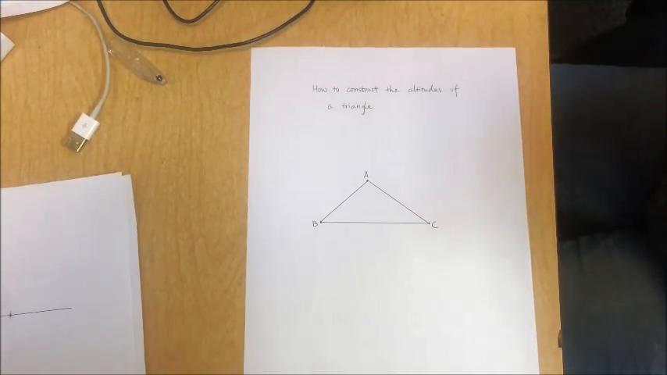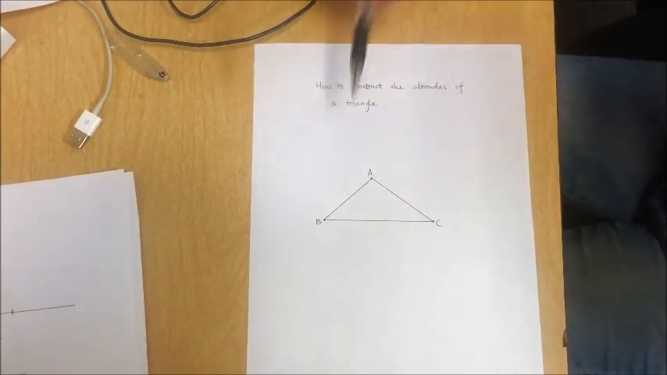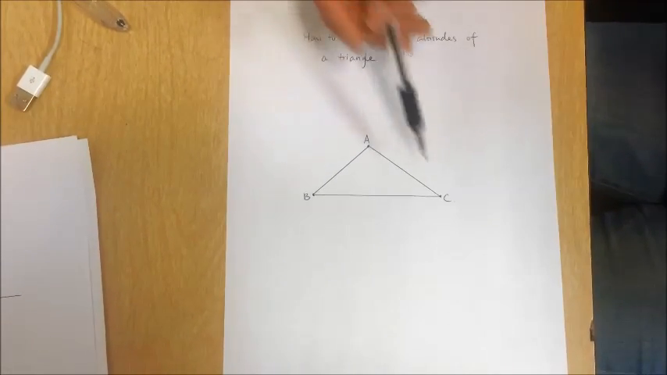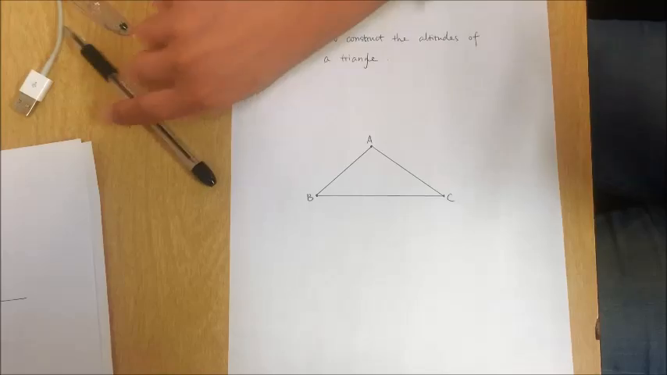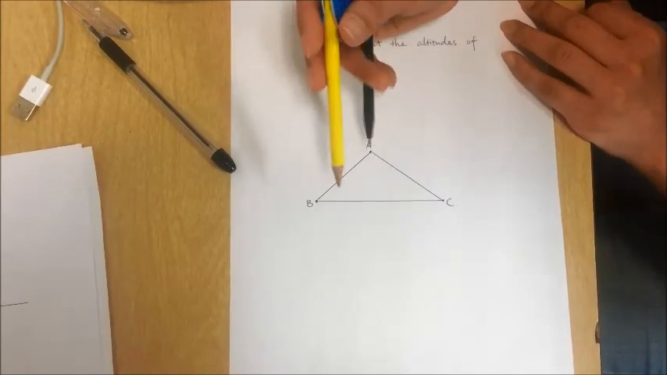Okay, so I'm going to show you how to construct all three altitudes of a triangle. In this case, our triangle is obtuse, so two of the altitudes are going to be outside the triangle. The first one I'm going to show you how to construct is the one inside the triangle.